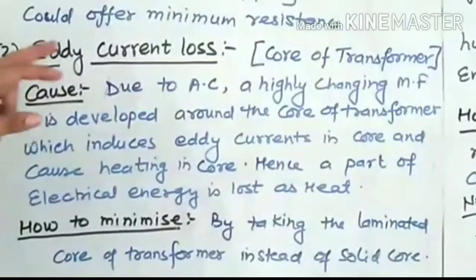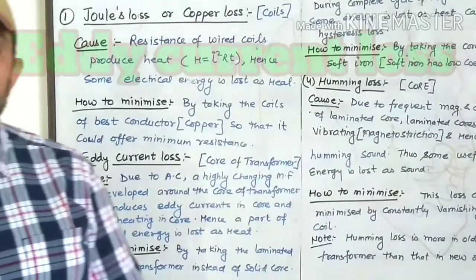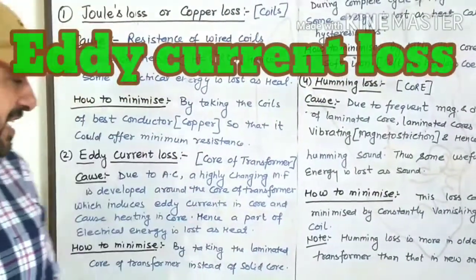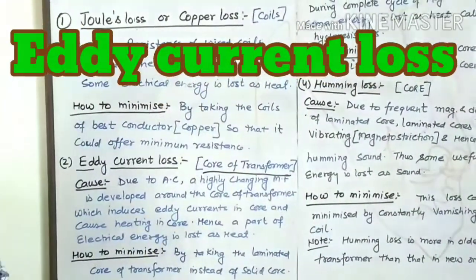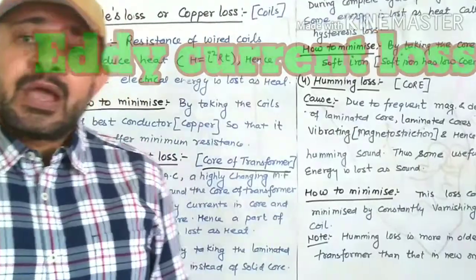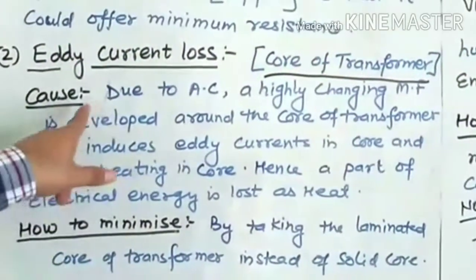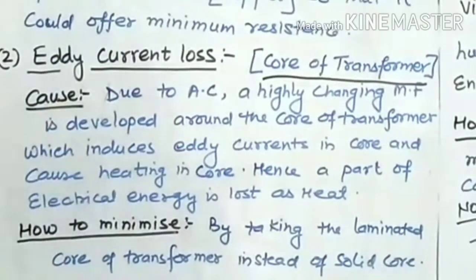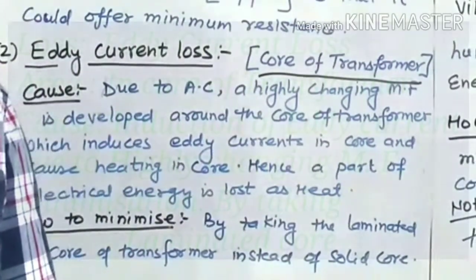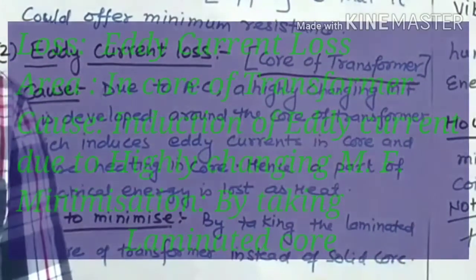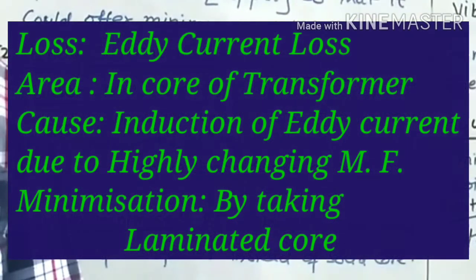The second significant loss is eddy current loss. Eddy current loss takes place in the core of the transformer. How does it come? Let us see. What is the cause? Due to the AC, because AC is a highly changing current, a highly changing magnetic field is set up around the coils, around the core.